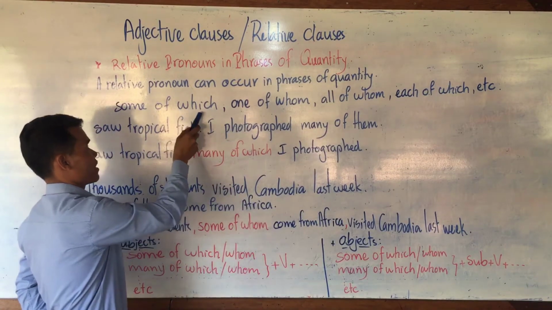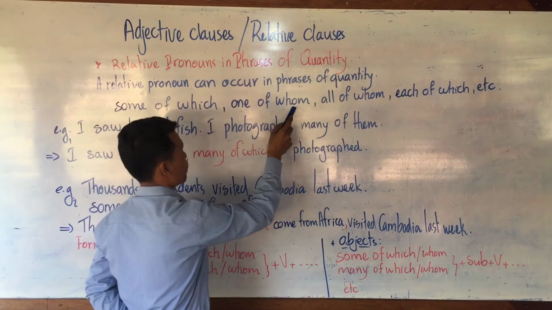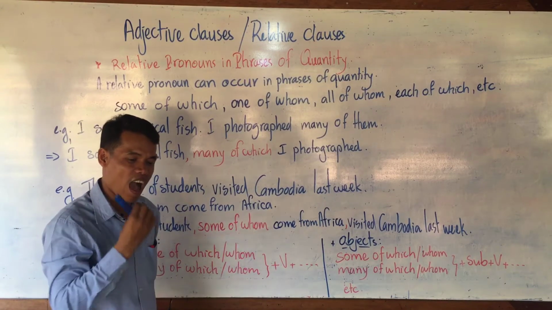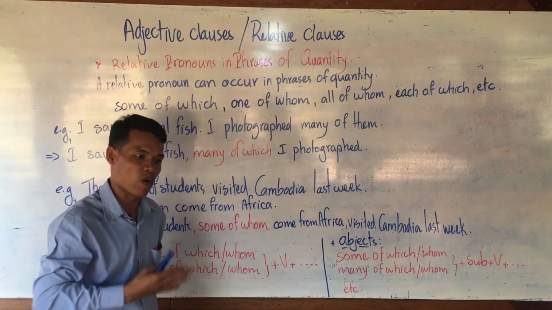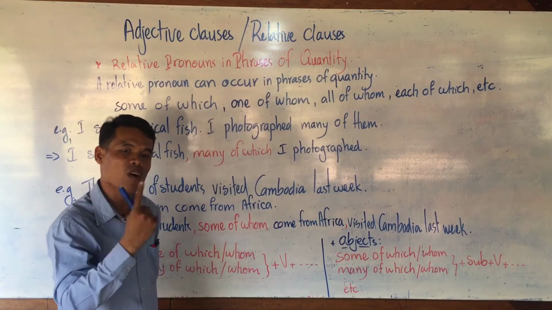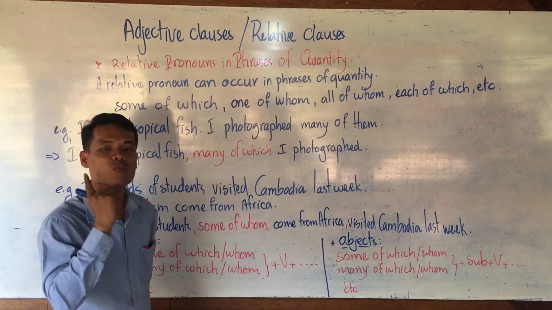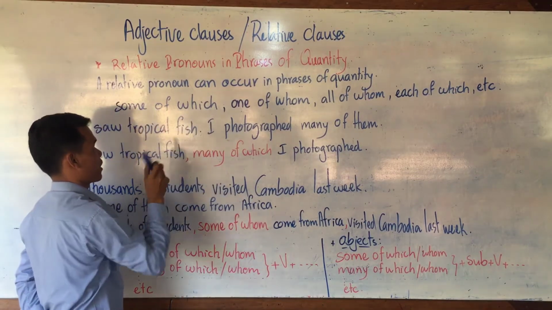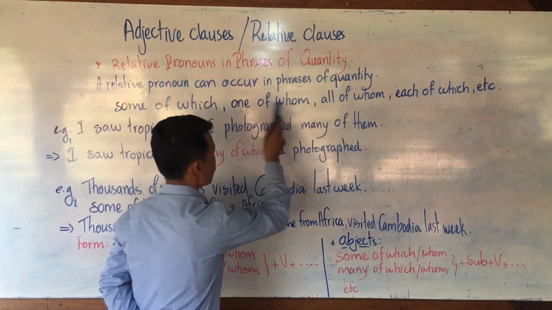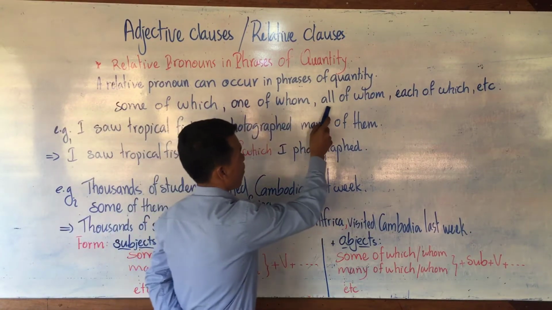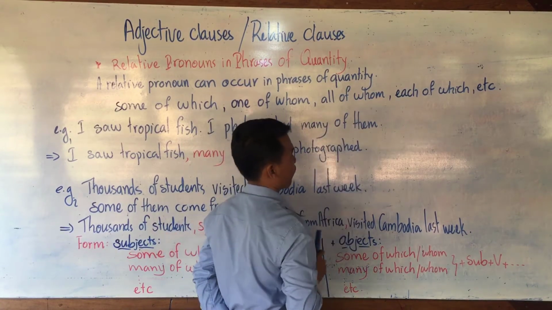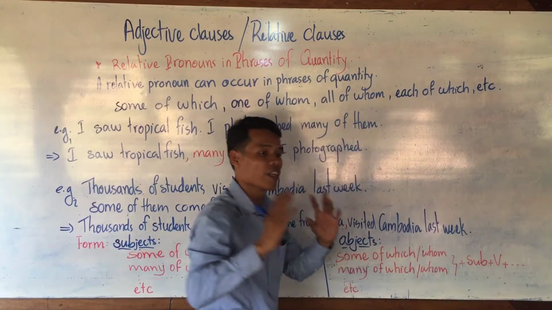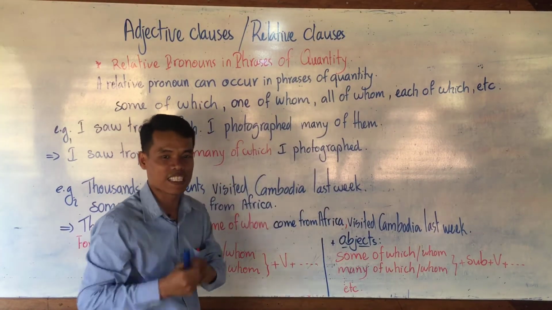Well, you can see that in all of these, the relative pronoun, which or whom, is the object of the preposition of. Earlier I talked about the object of a preposition: when the preposition comes before the relative pronoun, for things we use only which, and for people we use only whom. So it can be some of which for things, some of whom for people, one of whom for people, one of which for things, all of whom for people, all of which for things, each of which for things, each of whom for people, etc. There are more than this, but these are only examples.